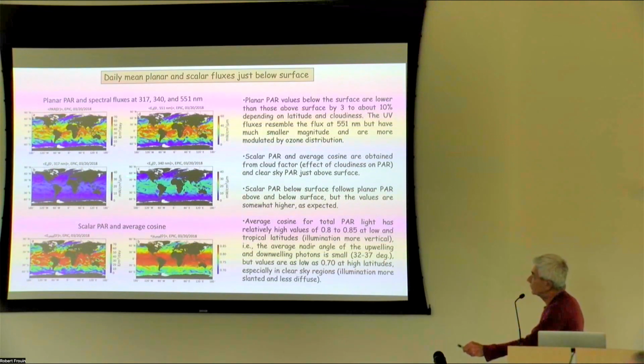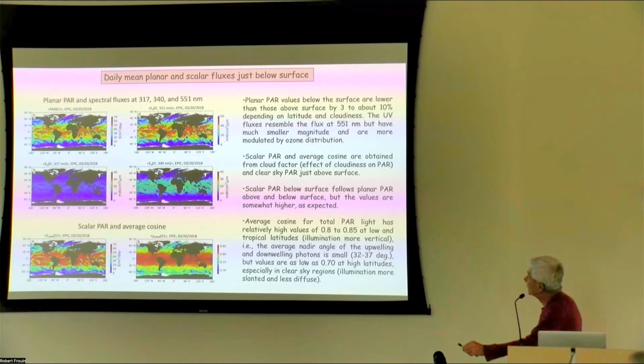There is a need for spectral fluxes because the primary production depends on the absorption of phytoplankton, which varies quite a lot spectrally. So this could be useful. And here at the bottom, for one particular day, this is the scalar power just below the surface and the average cosine. So we put some of the results here that we can get from some interpretation of these curves.